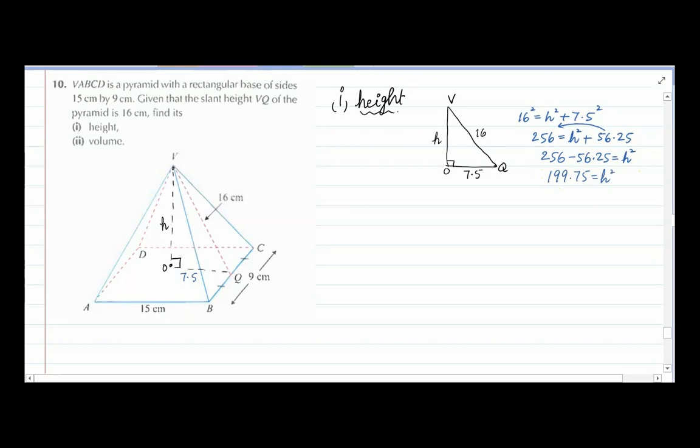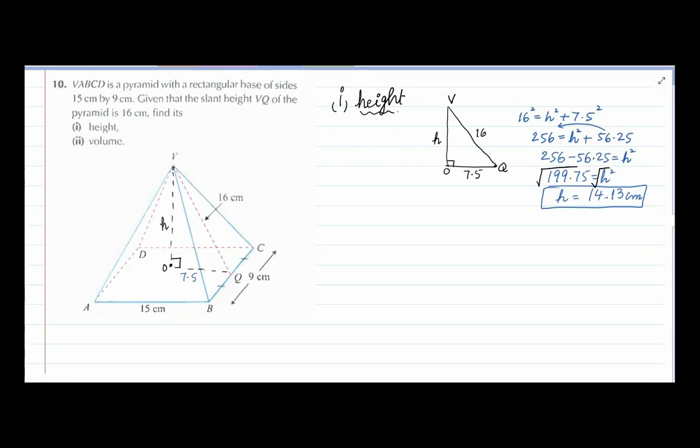Keep in mind that is not the final answer. Now you need to apply the root on both sides. So the root of 199.75 equals 14.13, and you got the value of the height of the pyramid, that is 14.13 centimeters. That is the first part. I hope that all of you had a clear idea of what we did in this part.